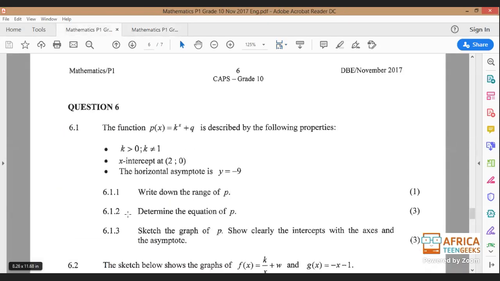Then 6.1.2 says determine the equation of P. So we must determine the equation of P, meaning P of x. Meaning we must get the value of k. We know the value of q, right? So basically, we can just substitute with this intercept. Where there is y, we put 0. Where there is x, we put 2. Then there's also q, right? We can also get the q.